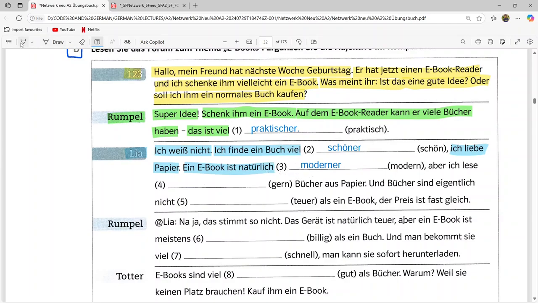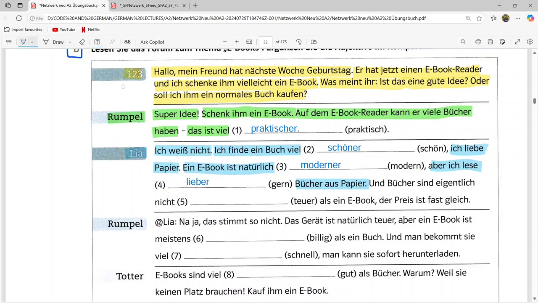Aber ich lese blank Bücher aus Papier. So, but I love more to read books made of paper. So the option is gern. The comparative form of gern is lieber. That is different. Okay. So gern will become lieber.